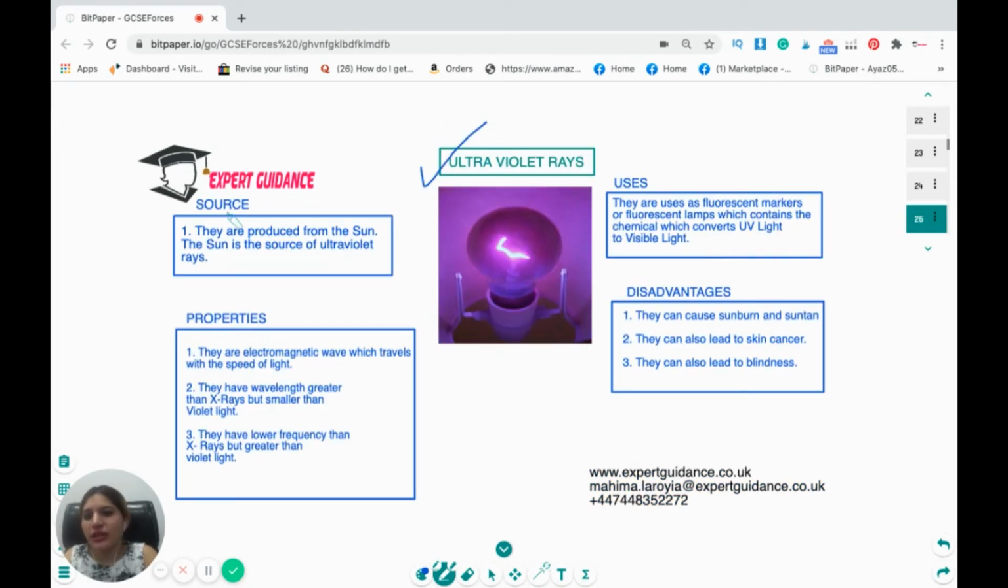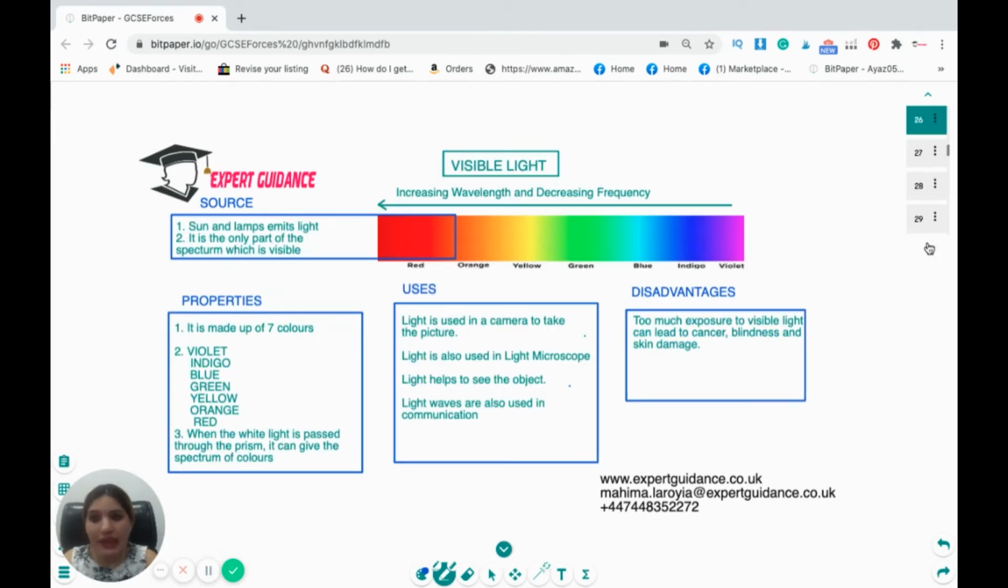Next is the ultraviolet rays. They are produced from the sun. They are electromagnetic waves, which travel with the speed of light. They have wavelength greater than X-rays, but smaller than violet light. They have lower frequency than X-rays, but greater than the violet light. They are used as fluorescent markers, and in fluorescent lamps, which contain a chemical which converts the UV light to visible light. And they can cause sunburn and suntan. They can lead to skin cancer, and they can even lead to blindness.